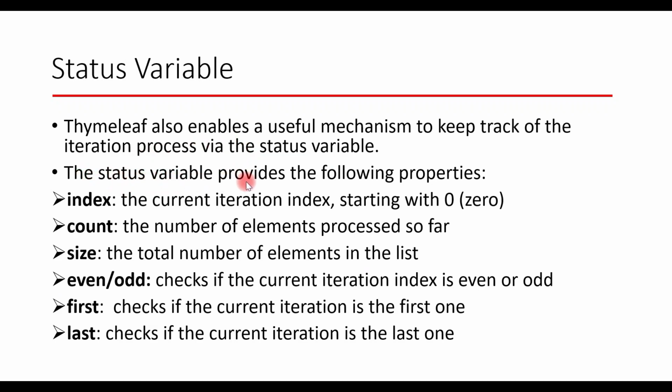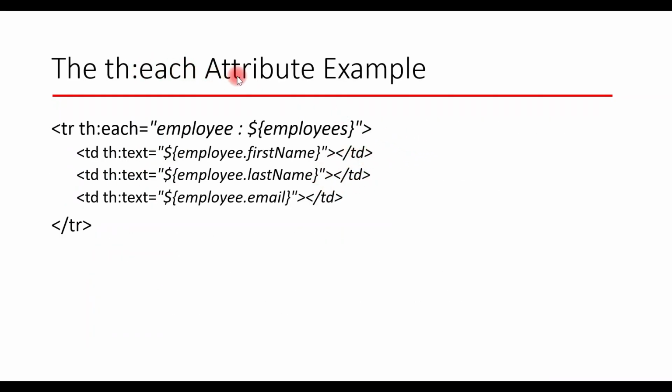For example, the status variable provides following properties: index. So index we can use to get a current iteration index starting with 0. We can use count property to get a number of elements processed so far, and we can use size property to count a total number of elements in a list, and we can use even or odd property to check if the current iteration index is even or odd, and we can use first attribute to check if the current iteration is first one, and last property we use to check if the current iteration is last one. So these are the useful properties we can use with th colon each attribute. Let's understand more about th colon each attribute with an example.